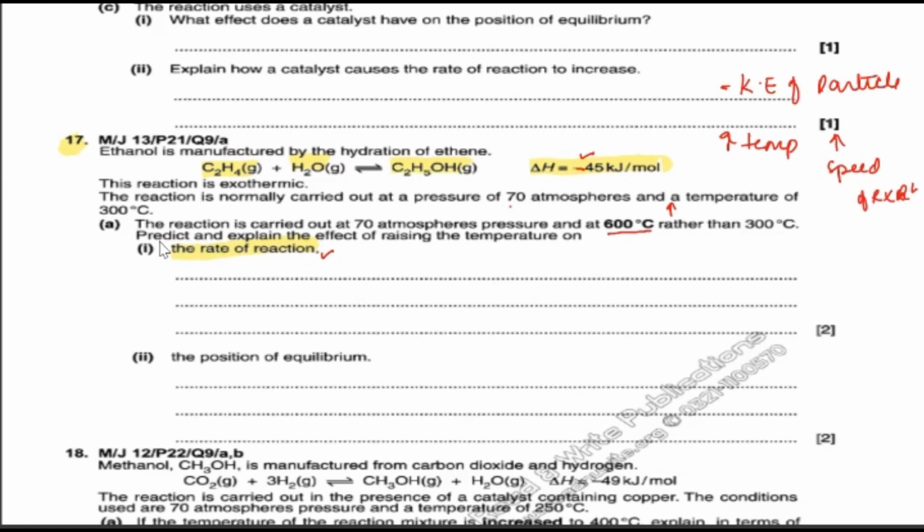So what are we going to predict? Predict and explain. They're increasing the temperature, so we'll predict that the reaction speed will increase. The reaction speed will increase. So that is my prediction. Now they're asking you, why is it so?